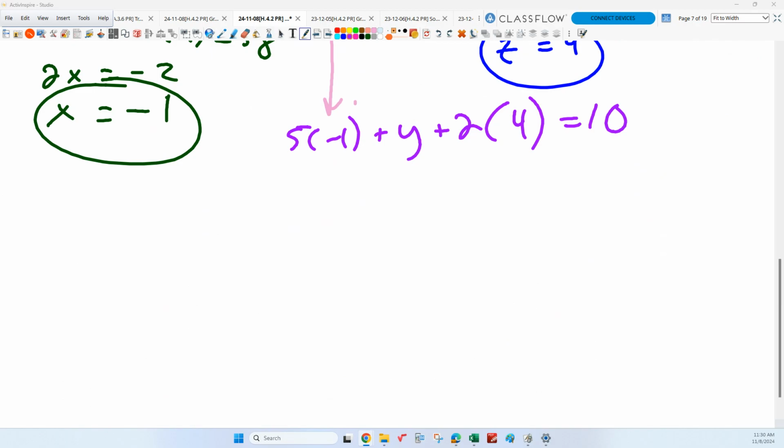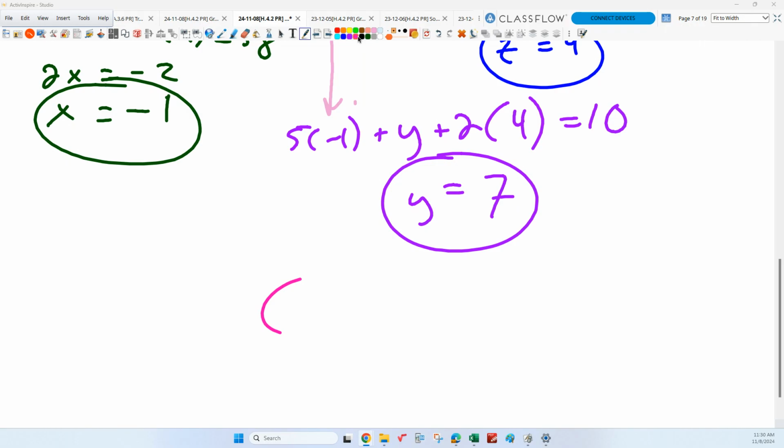Negative 5 plus 8 would be 3. Subtract 3 from both sides, and we get y equals, that looks like a z, doesn't it? A little bit. y equals 7. And so now we've got our ordered triple, negative 1, 7, 4. So this intersects at a single point in space, and that's where it intersects.